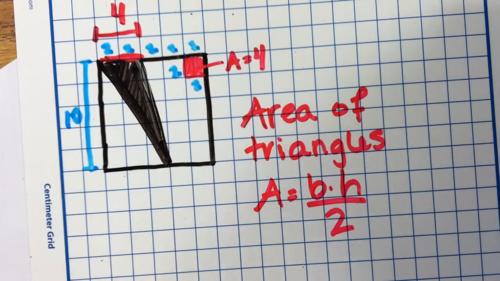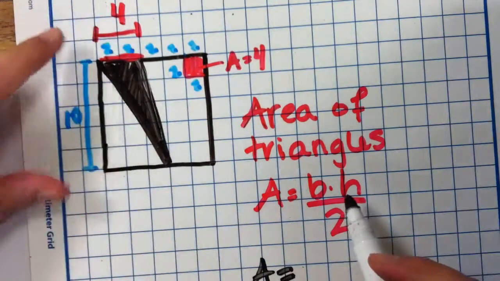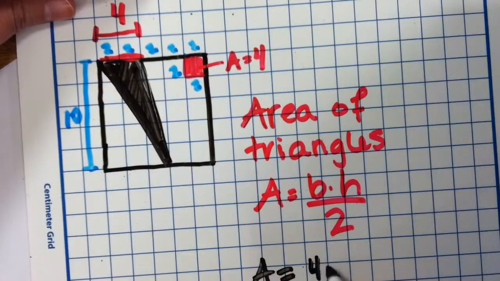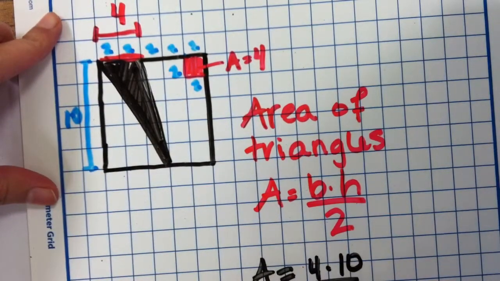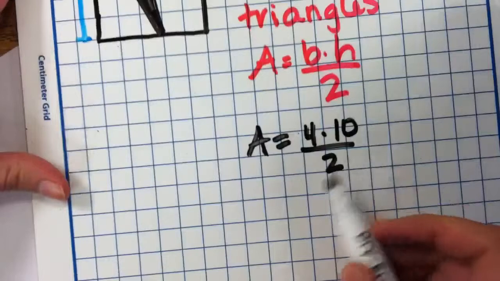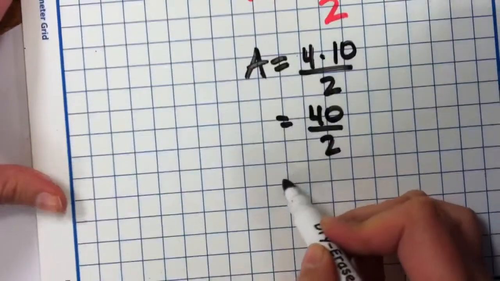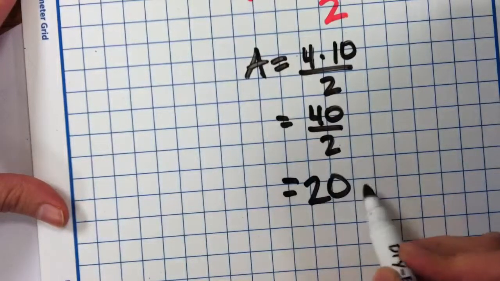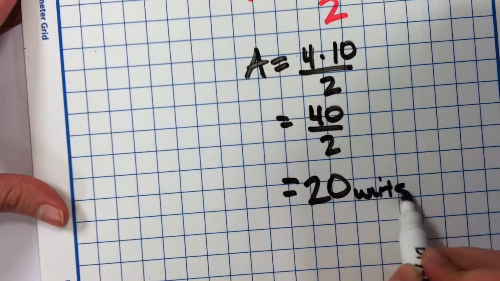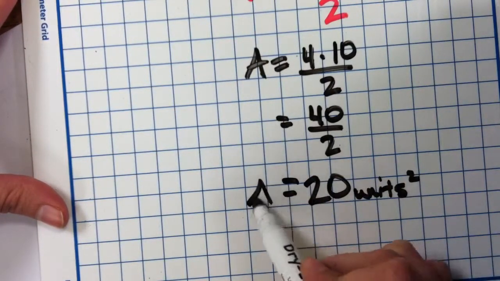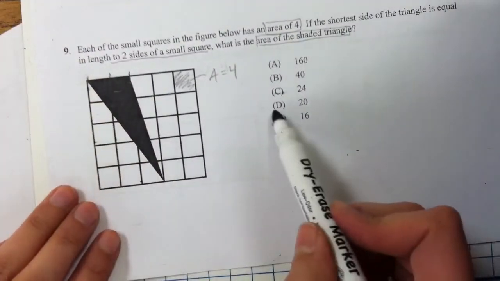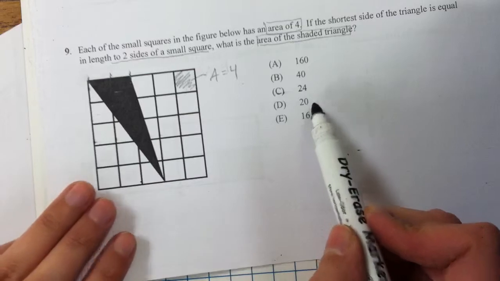Okay, so now we have everything we need. We're going to discover the area by taking the base, which is 4, times the height, which is 10, divided by 2. And that gives us 40 divided by 2. So our area is going to be 20 units squared. Okay? And if we go back to our paper, that is D.